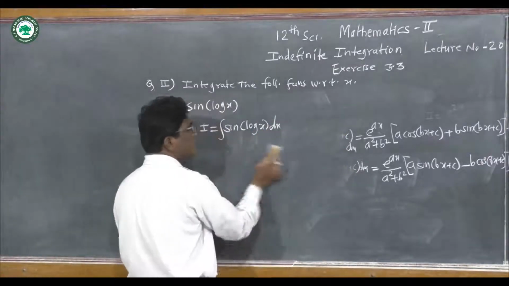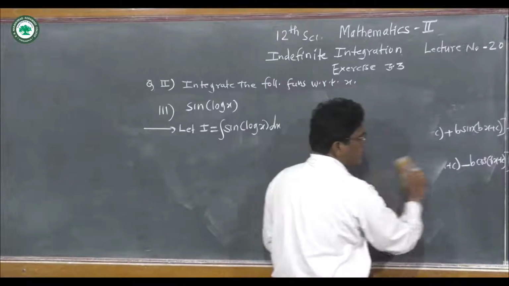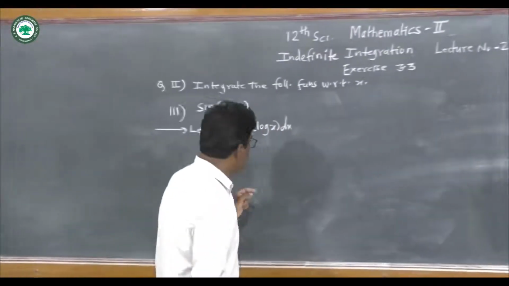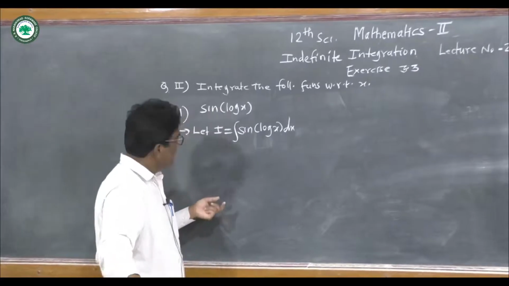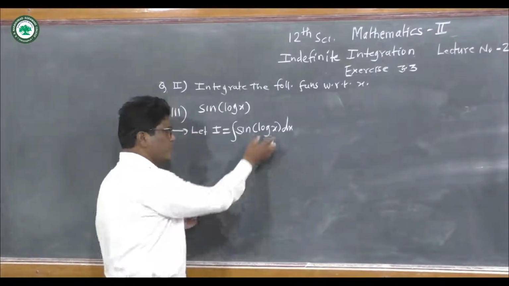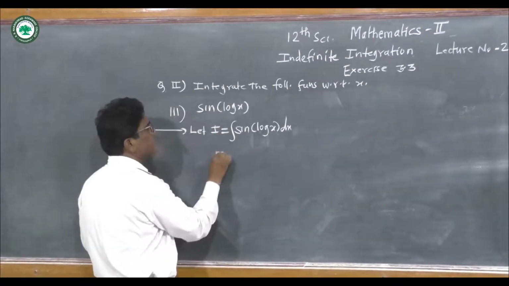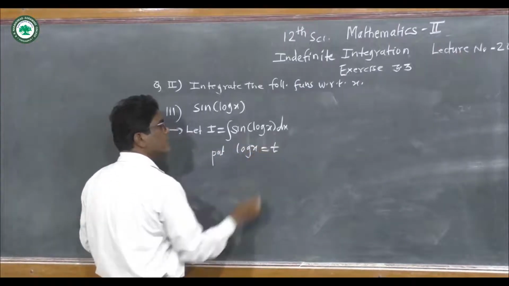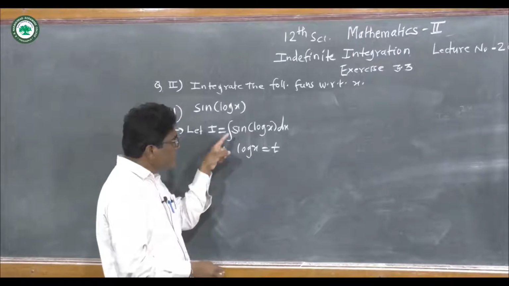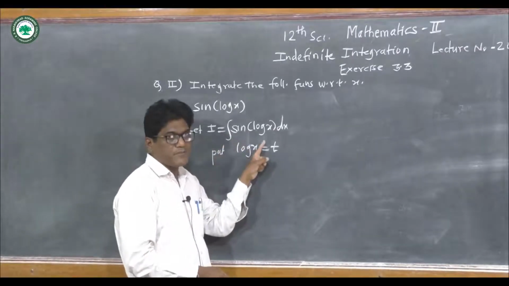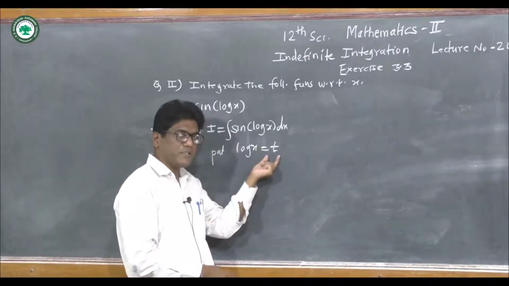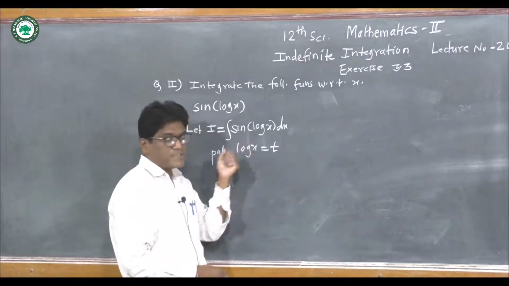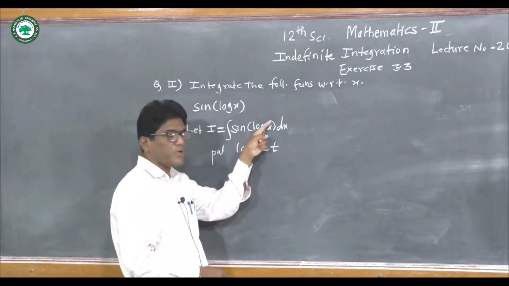Now see in the problem, sine of log x is given. If there is sine of log x, we put log x equal to t. We use the substitution method, put log x is equal to t. But in the problem sine of log x upon x is not given. If we put log x equal to t, then we take the direct derivative. But here upon x is not given, meaning the derivative of log x is not given.